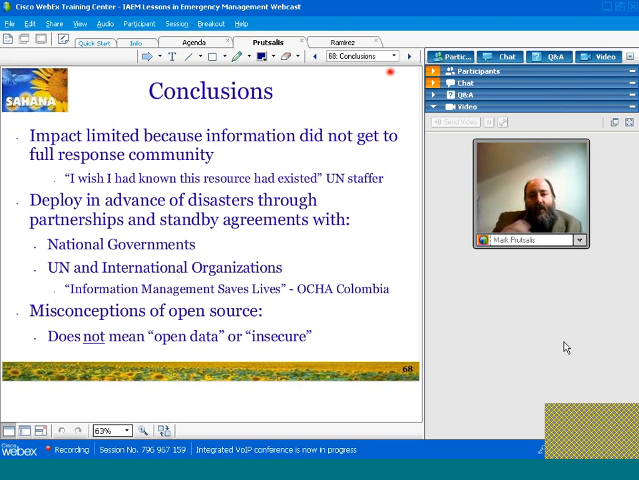In the future, this can definitely be addressed through the deployment of systems like this in advance of disasters, but especially through partnerships and standby agreements with national governments.